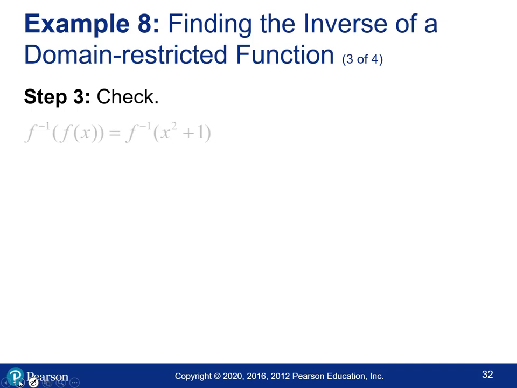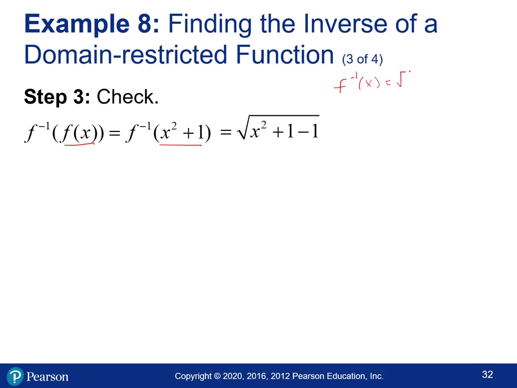Alright, so let's go ahead and check our work. So f inverse composed of f, plugging in the original into our inverse function. So let me just write down the inverse again. F inverse was square root of x minus 1. So we're plugging in right here. So we're putting this original function right into that spot. So here's the original function inside the square root and then minus 1.